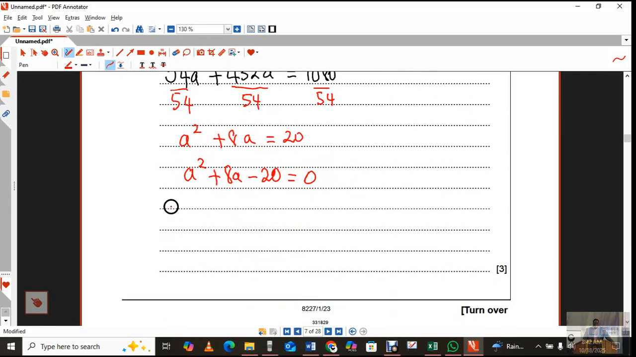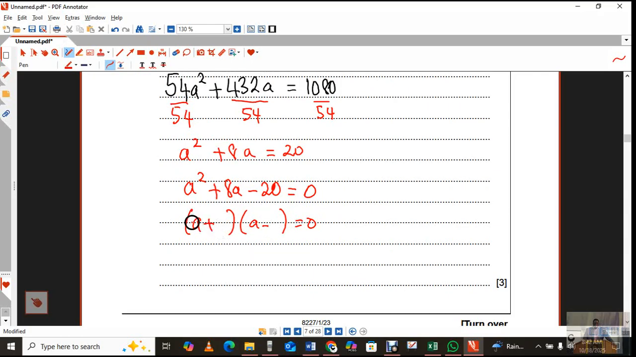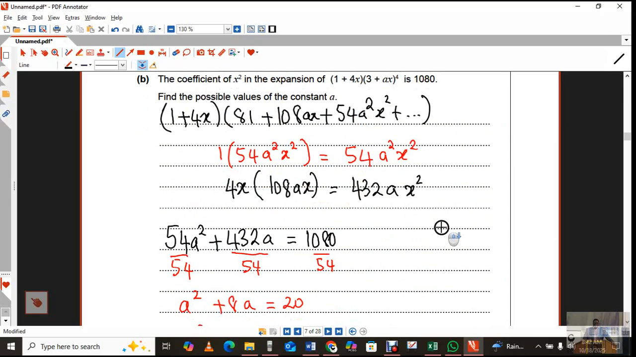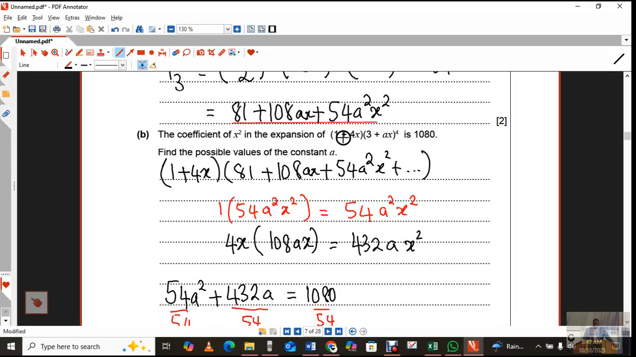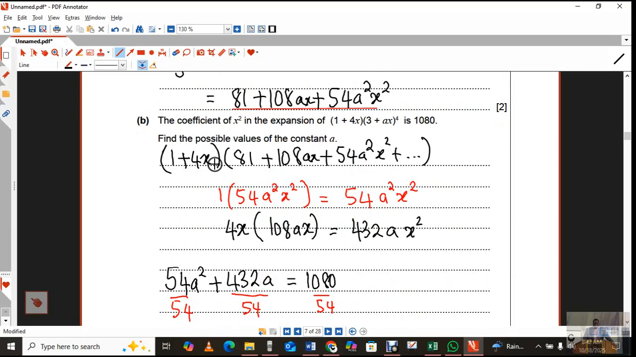Then this should factorize. Of course, one bracket will be positive, one will be negative, and it's the positive 10 and negative 2. That's the conditions. a equals negative 10 or a equals 2. And those are the possible solutions. Now, those are the solutions of a that they required us to calculate. Okay, so the reason why you had to find those three terms in the first instance is that you are given another binomial and you are supposed to see what you multiply with.